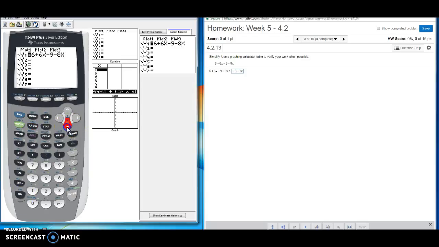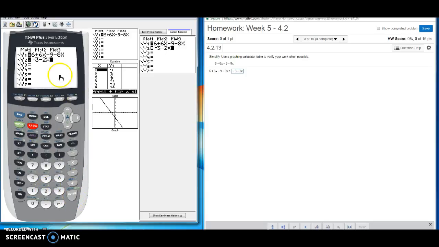And then I'm going to use my down arrow, and in y2 I'm going to type in what I have on the right side of my equation, which is negative 3, and I have to use this negative symbol. There's nothing before it to subtract it, and so I need to use that symbol, negative 3, and then minus 2x.